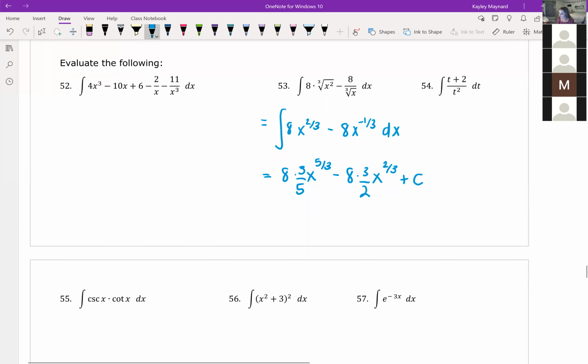Okay, so now let's just make this look a little nicer. So this is 24 over 5, x to the 5/3. This will be 24 over 2, so just 12. 12x to the 2/3 plus c. And you're done.